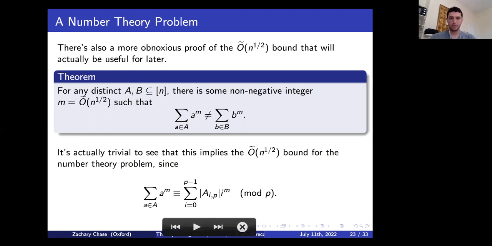And it's actually trivial to see that this implies the root n bound for the number theory problem, since if you look at the moment mod p, it just splits based on the residues of little a mod p for various big A.